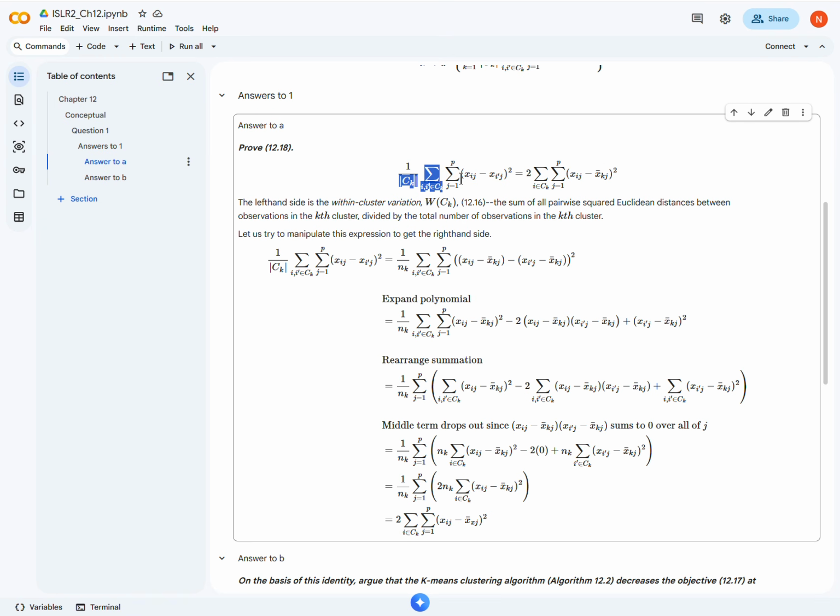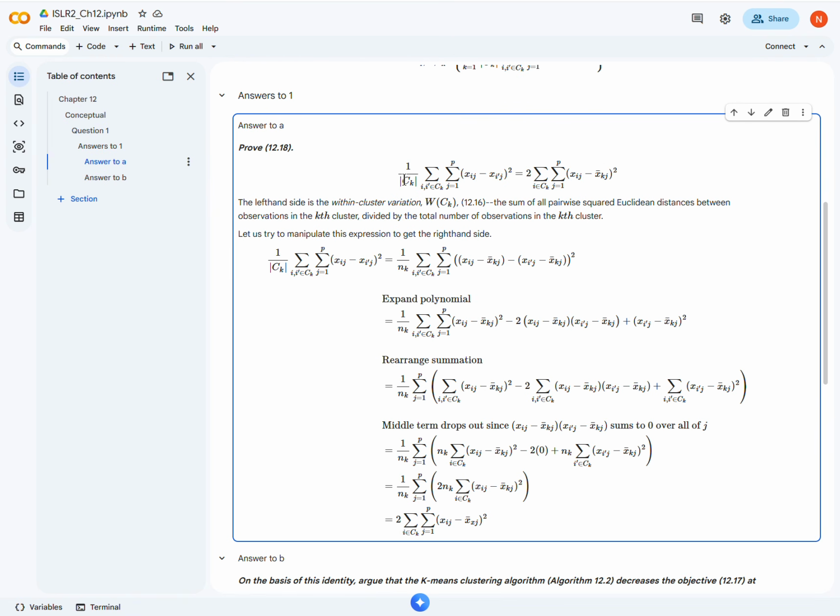So again, we want to show that the left-hand side equals the right-hand side. So there's a lot of ways we could do this. We could start with the right-hand side and manipulate it to get to the left-hand side, or vice versa, or show that they both equal some intermediate form. But what I have done here is to take the left-hand side and just manipulate it until we get to the right-hand side here. Okay.